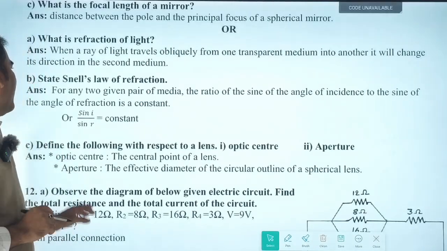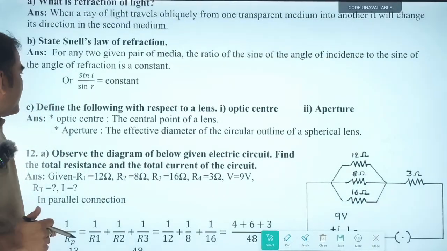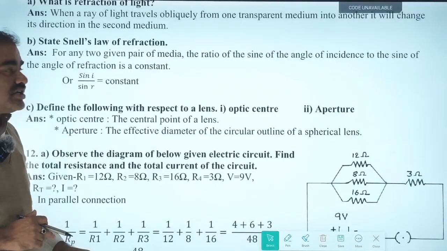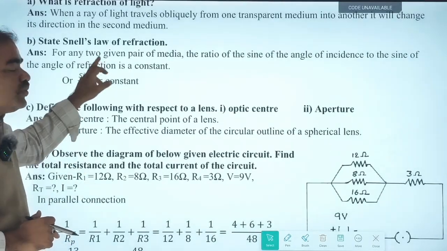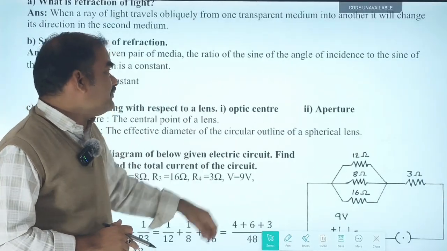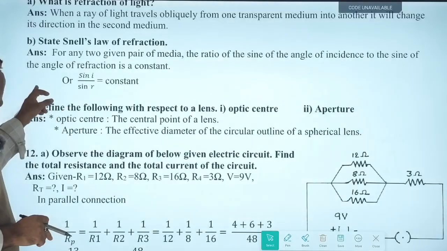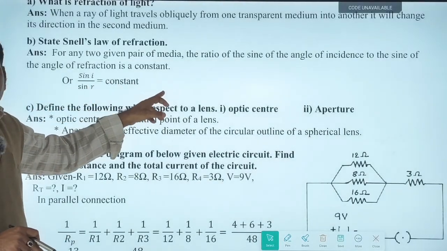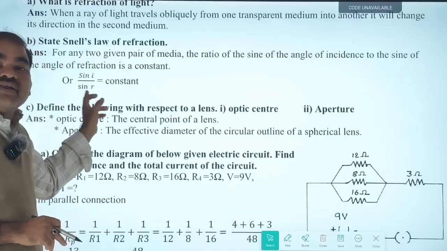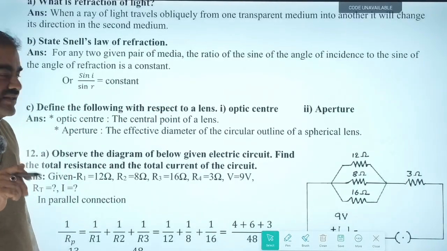refraction of light. Next one, what is Snell's law? Sine i by sine r equals a constant. For any two given pair of media, the ratio of the sine of the angle of incidence to the sine of the angle of refraction is a constant. This we call Snell's law.